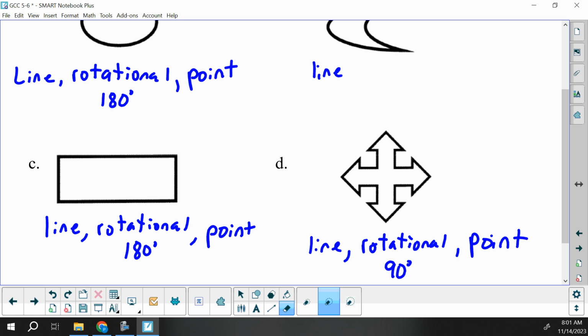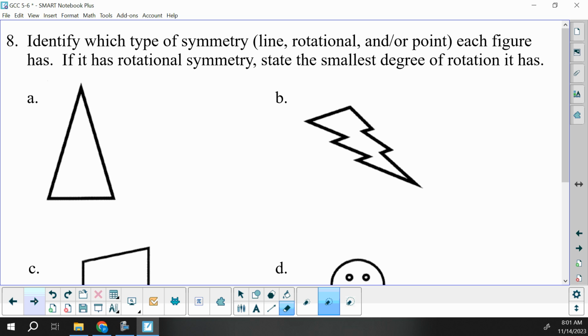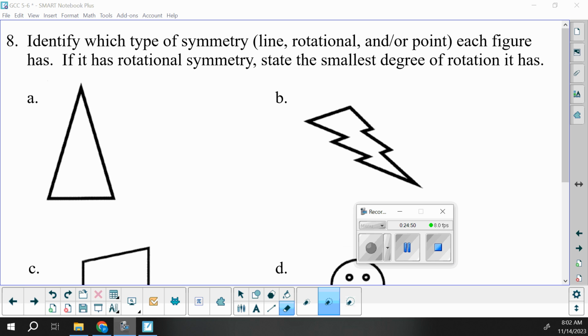Alrighty, we're going to pause the video for a minute, and we're going to let you try the bottom four. Again, tell if it has line, rotational, or point symmetry. If it has none of them, just say none. And if it does happen to have rotational symmetry, tell what that smallest degree of rotational symmetry is. So again, we'll pause the video for a minute for you to do that.